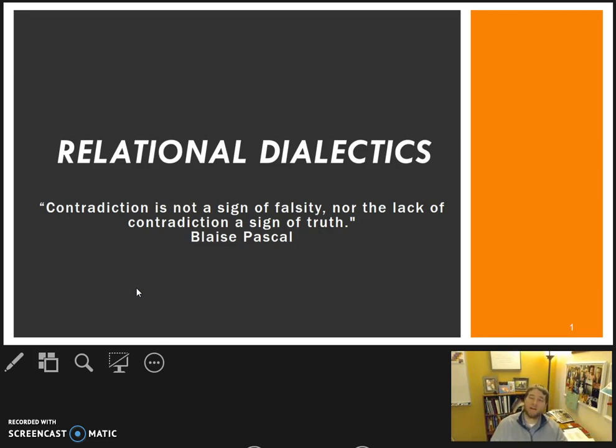One of the things you're going to see as we get into relational dialectics is that actually contradiction in many cases, when you're talking about relationships, when you're talking about life in general, can be more true than a lack of it. I'll say that again. Many times in life, when you really start to think about it, contradiction is going to be more true than a lack of contradiction. Okay? Now, that doesn't mean that contradictions are always okay. That's not true.